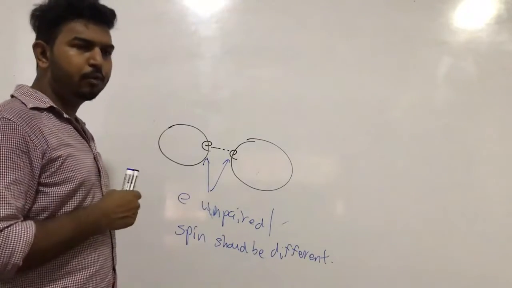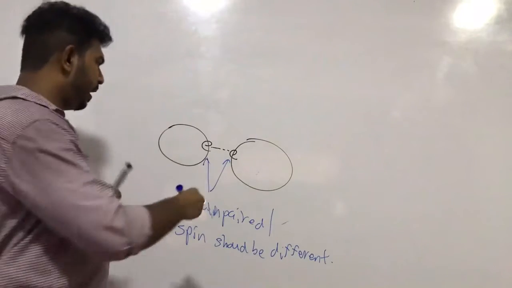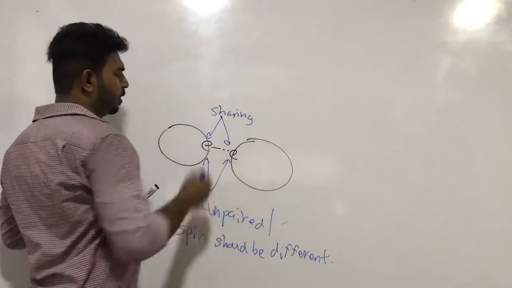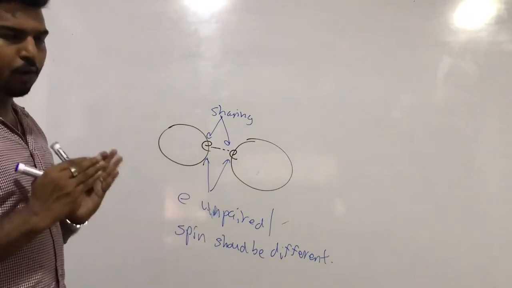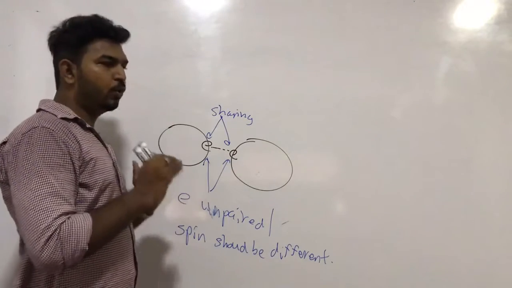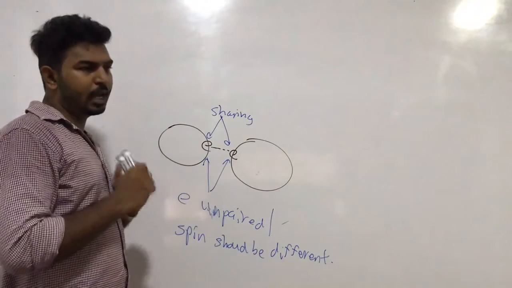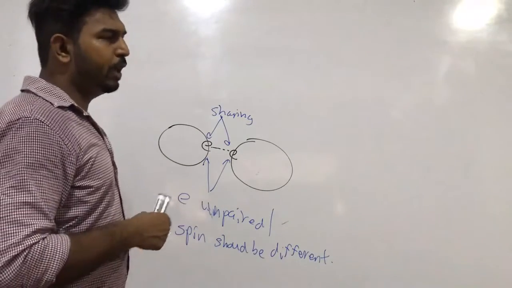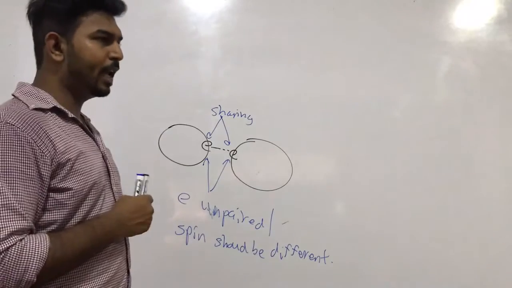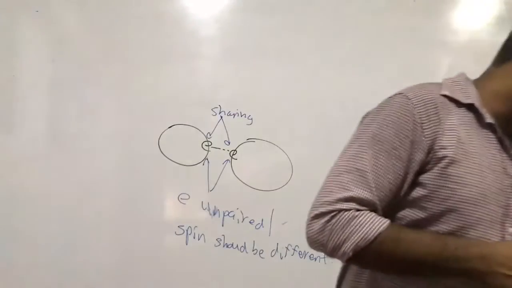When covalent bonds are formed, electrons are shared. We call this sharing of electrons. When we consider the sharing of electrons, we call that overlapping of orbitals.